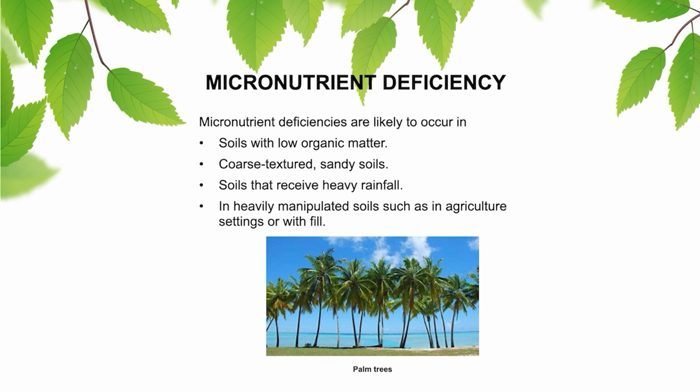Nutrient deficiencies can also occur in coarse-textured sandy soils. They do not have the nutrient-holding capacity of a soil that has a higher content of clay or silt. Areas that receive heavy rainfall can have micronutrient deficiencies because rain is leaching the nutrients out of the soil. Deficiencies can also occur in heavily manipulated soils, such as in agricultural settings or areas with soil fill. Palm trees frequently grow in these soils and weather conditions.